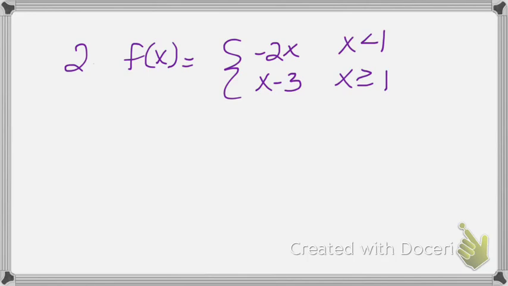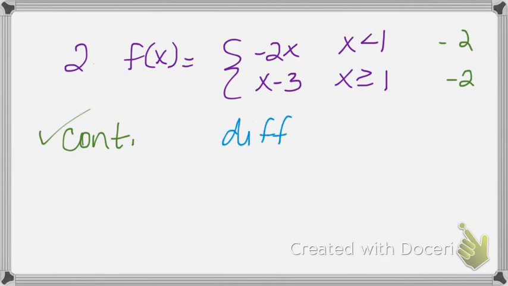Alright, so on this one, again, start off with the continuous part, plug in 1 into both pieces. Alright, we know it's continuous. Check. Make sure you check it, okay? There are times that it's not. Alright, so now let's check the differentiable part. And let's figure out what the actual derivative is. So just find the derivative of each piece.